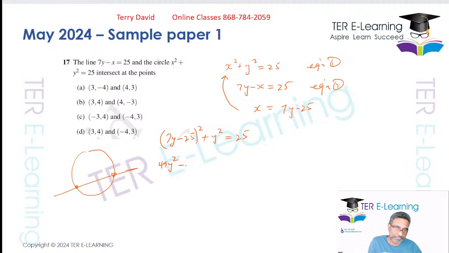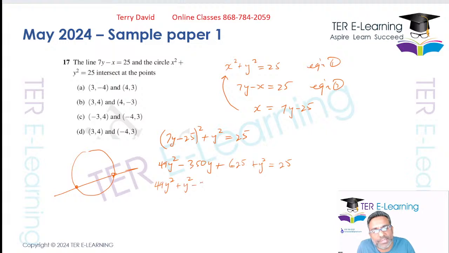minus 350y plus 25 squared, which gives 625, plus y squared is equal to 25. So let's bring everything to one side. This is going to be 49y squared plus y squared minus 350y plus 625 minus 25 is equal to 0.